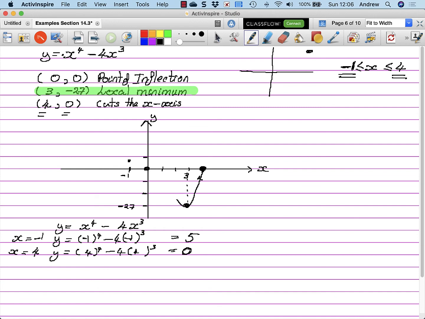We know that this thing here is a point of inflection, so let's do it in a slightly different colour so that you can see it. This is a point of inflection. The point of inflection is where the graph goes flat.